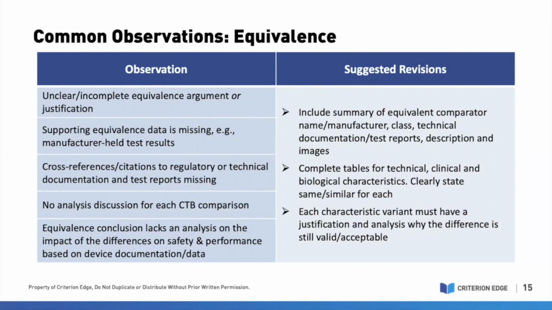Don't forget to include information such as the equivalent comparator name, manufacturer, class, technical documentation, reports, descriptions, and images. This is just to make sure that it's very clear that there is a full description of the equivalent comparator. Develop clear, unambiguous comparison tables and address each variant. And don't forget to summarize and conclude. Each characteristic variant must have a justification and analysis why the difference is still valid or acceptable.